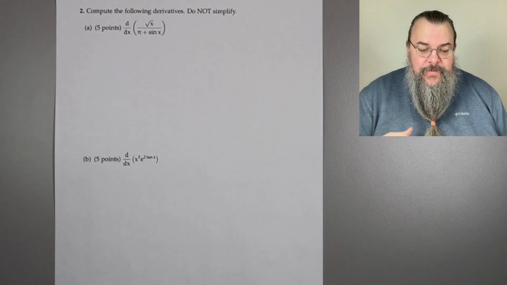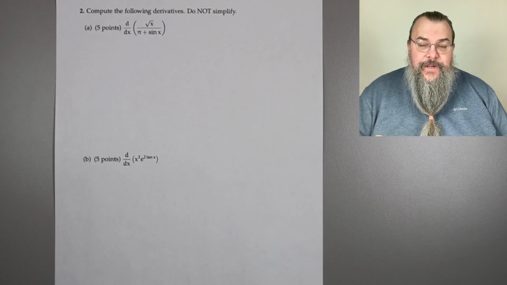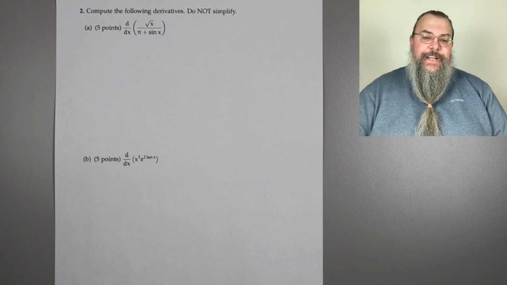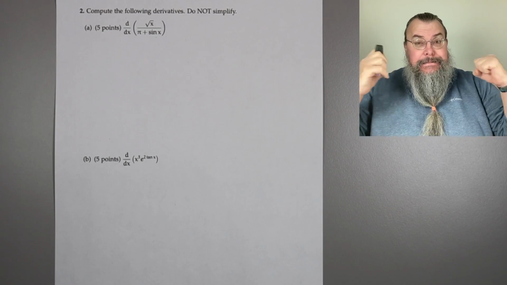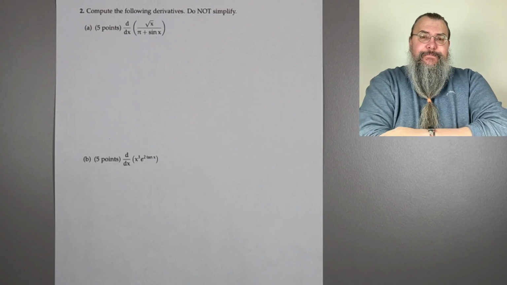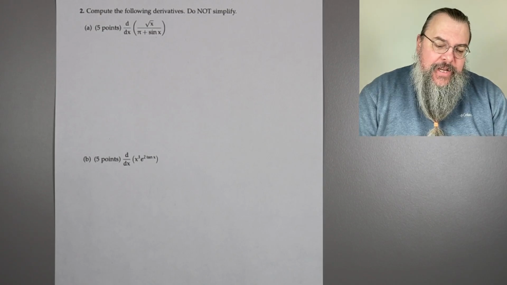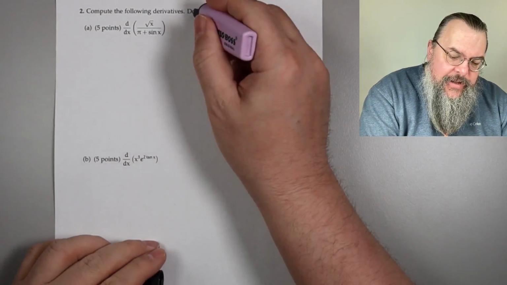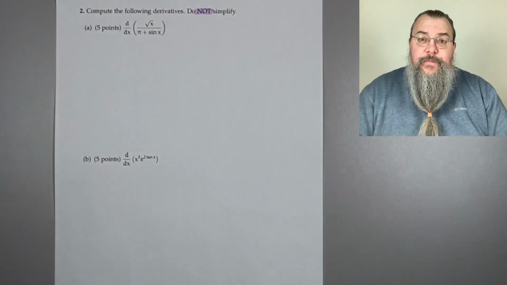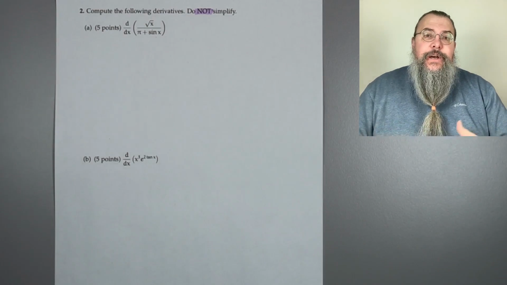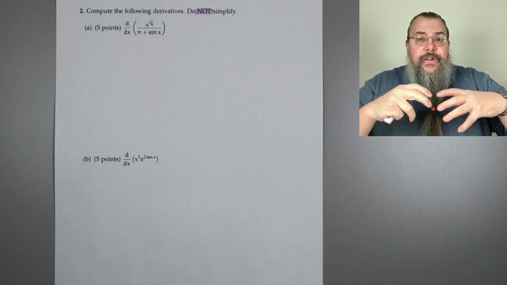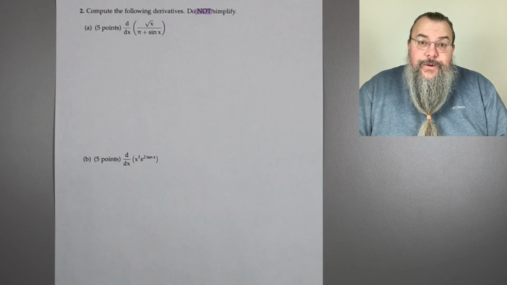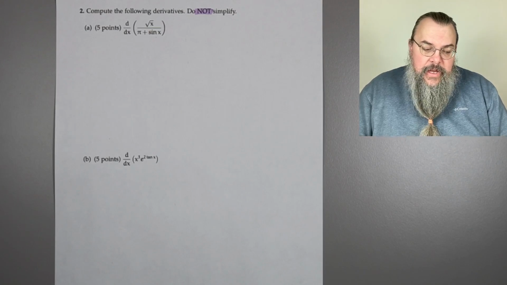Number 2. Compute the following derivatives. Do not simplify. Look at that. It's like they're saying, no, don't do it. Don't simplify. Mostly because it's hard to check once you simplify. Sometimes you make mistakes in the simplification. But another thing that happens is when you don't simplify, we can really get a sense of what you did and where your mistakes were.